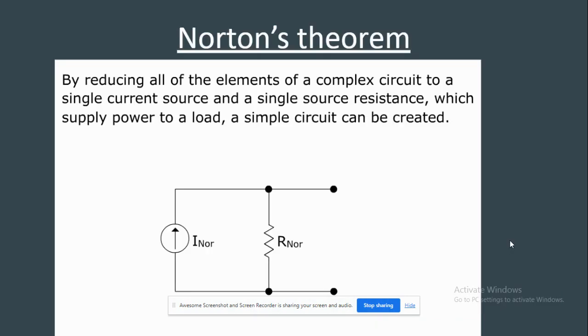Let's move on to Norton's theorem. In Norton's theorem, we reduce all the elements of a circuit to a single current source and a single source resistance which supply power to a load. A simple circuit can be created. In Thevenin's, we find a voltage and place it in series with a total resistance, the summed up resistance, and the load. But in Norton's theorem, we place the current source, the resistance, and the load in parallel.